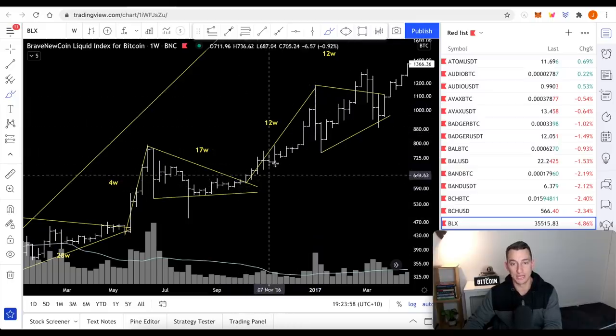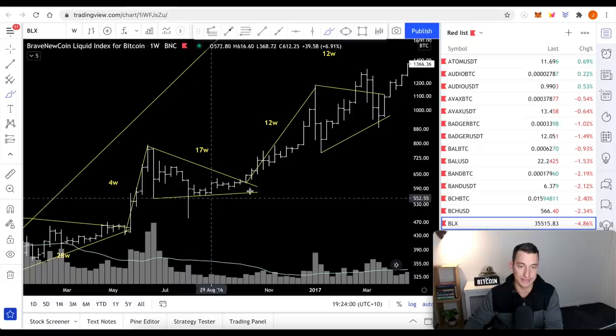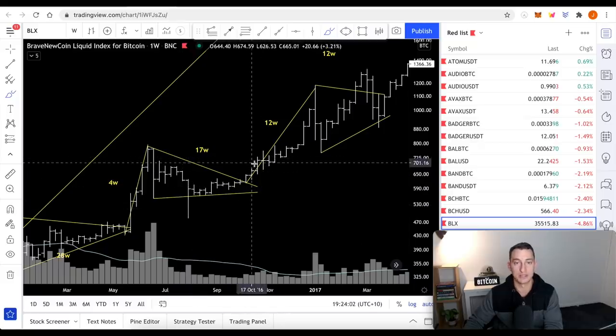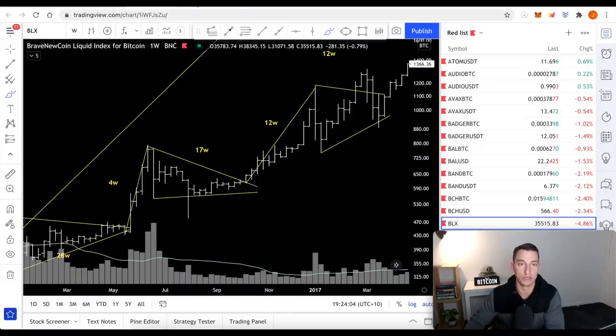You need to get in as close as you can. Obviously, we're not getting the exact bottom, but as close as you can in these periods so that you can get the multiples as the market moves up.